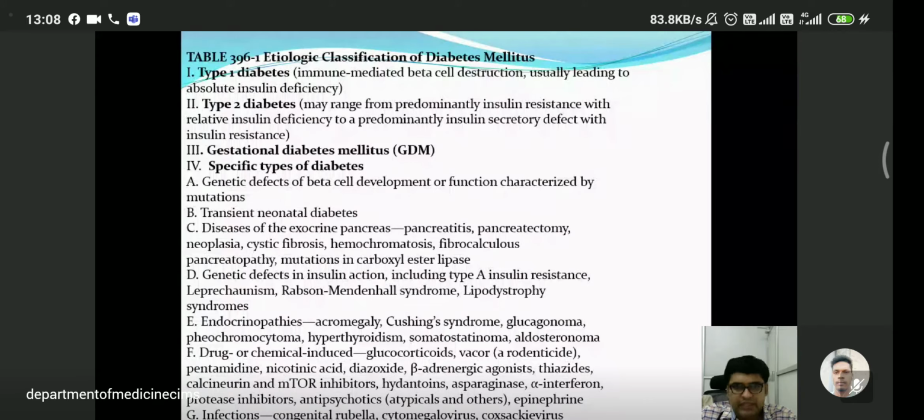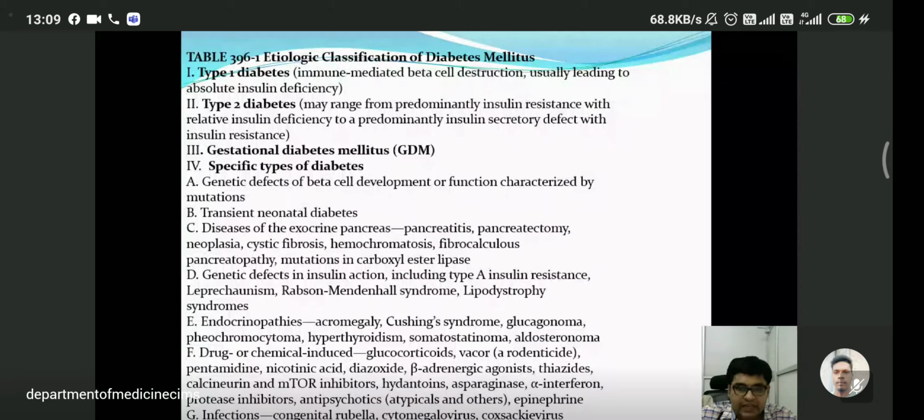Besides this genetic defect, another can be transient neonatal diabetes. There are diseases of the exocrine pancreas, and genetic defects in insulin action. Then some endocrinopathies like acromegaly and Cushing syndrome. These are some special types of diabetes. There are some associated diseases like glucagonoma and pheochromocytoma. These patients also present with diabetes mellitus. Some drugs can lead to diabetes mellitus, like steroids, glucocorticoids, which we use frequently.